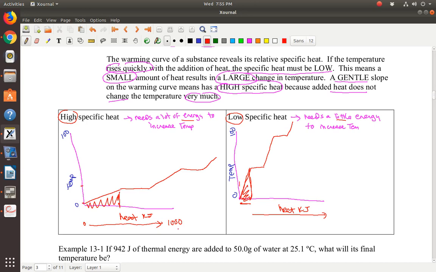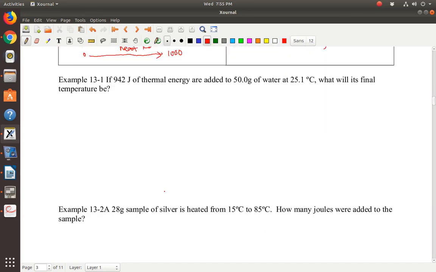So I hope you've got that in your notes. If you don't, take a moment to go ahead and copy it. Now we're going to do a couple examples here.